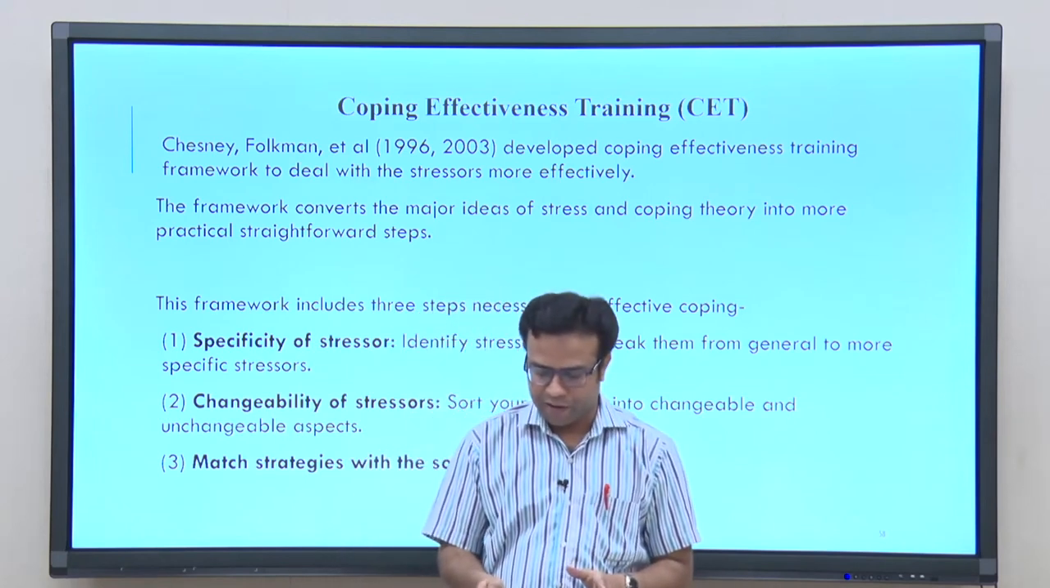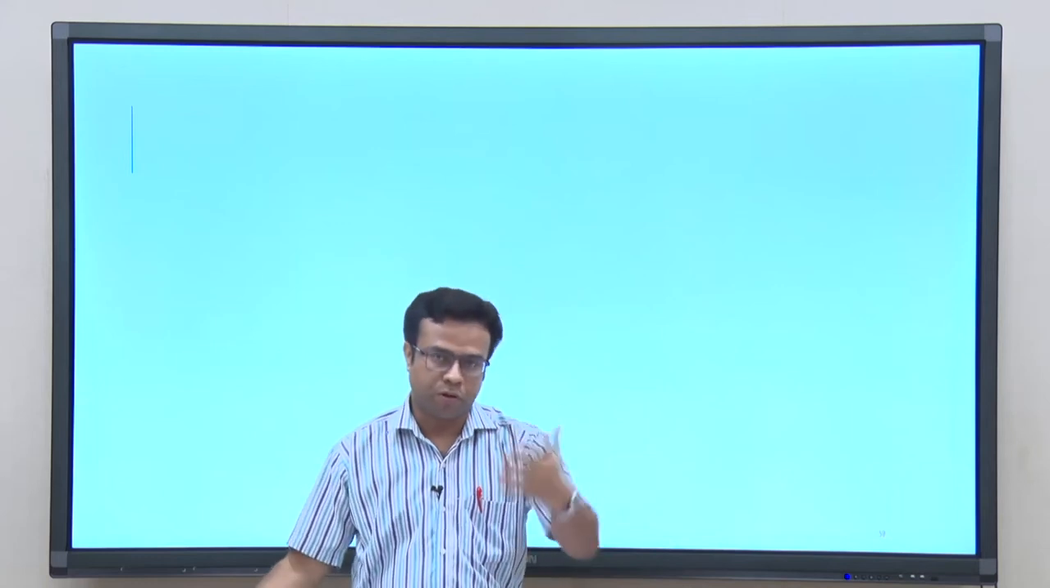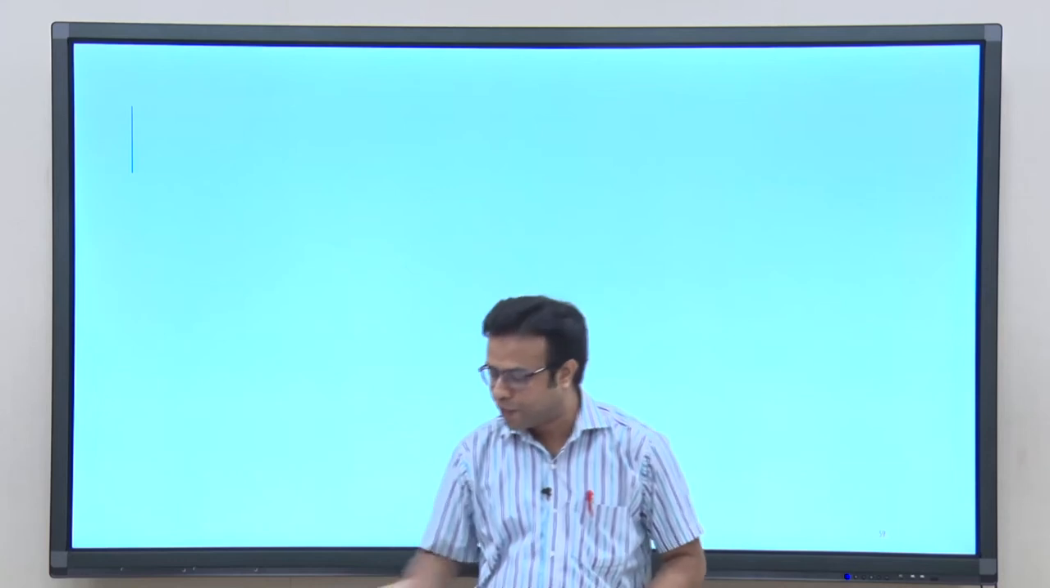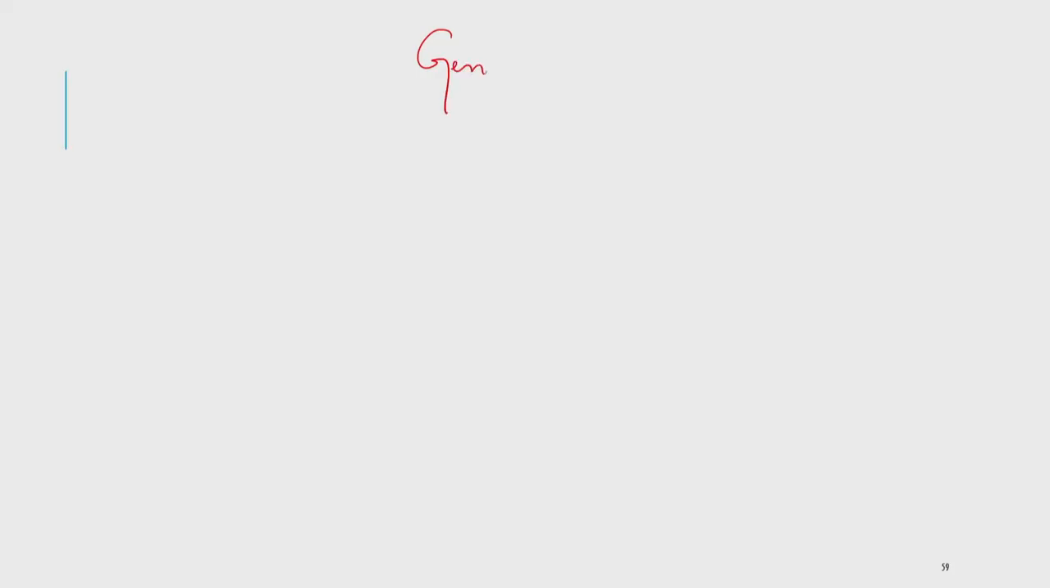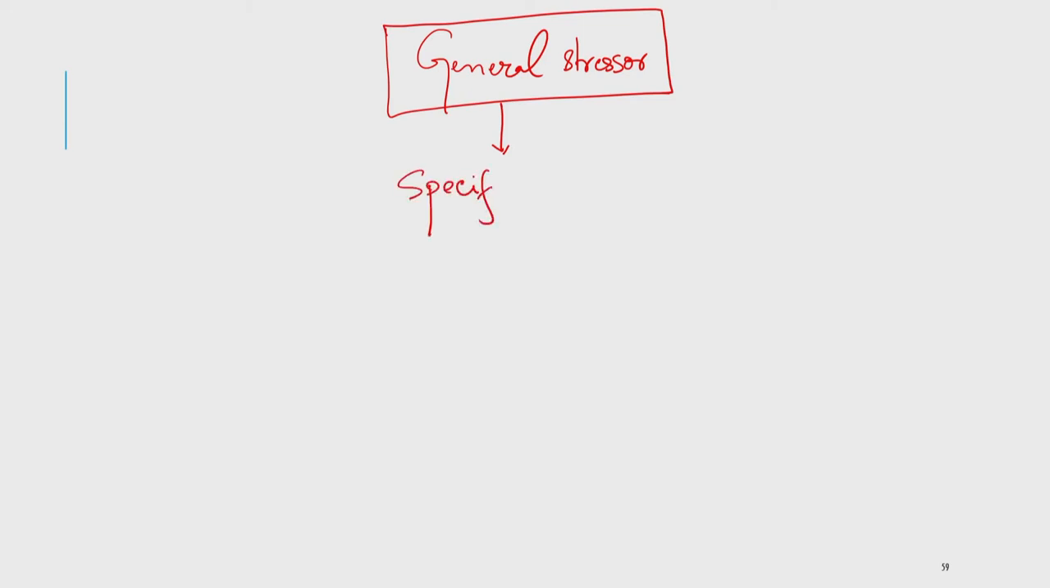If I show it with a diagram, so Folkman and others used a diagram to show the steps of coping effectiveness training. First, let us say you have a situation which is a more general stressor. Then you break it into more specific stressors. Then in that specific stressor, you find out what is changeable and what is unchangeable.